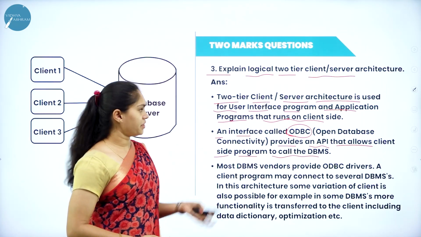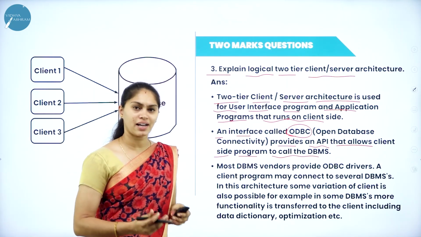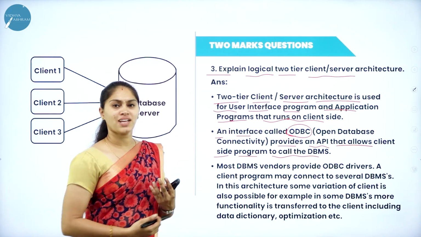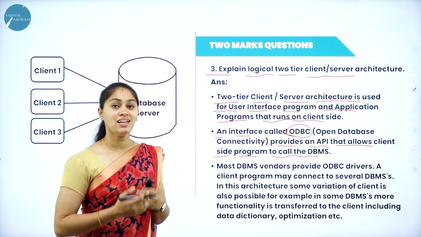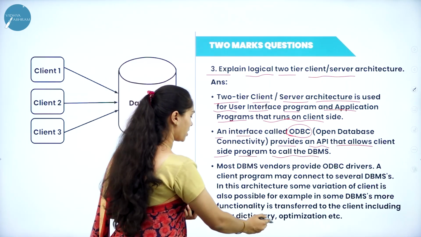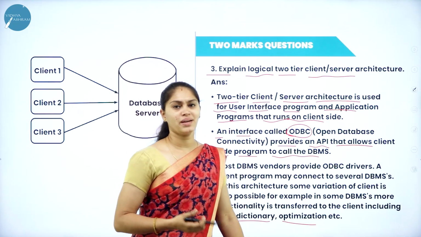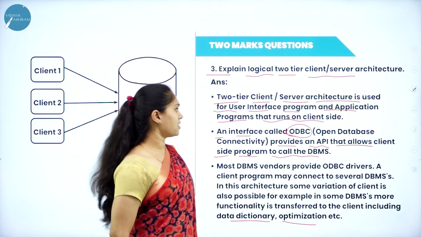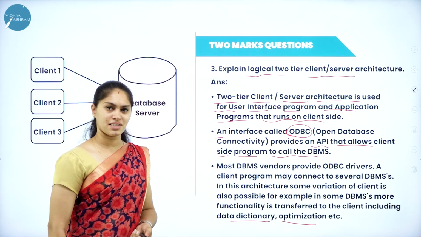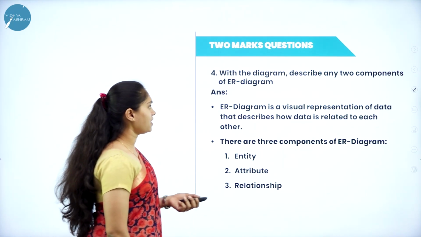So when we are dealing with this two-tier client-server architecture, most of the activities will be done by the client side. That means they are going to get the data dictionary, optimization. All these options will be given to the clients. That is what two-tier client-server architecture is. We'll see the next question.